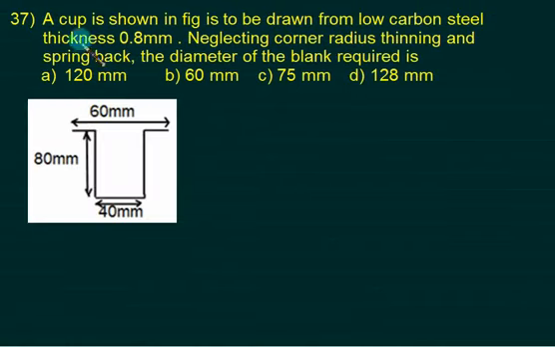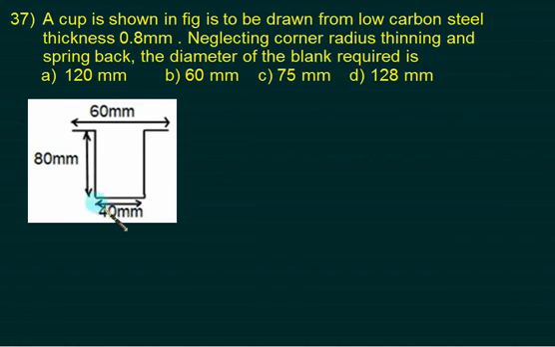In this one we have been given a cup. This cup has a flange here, one vertical surface and one bottom circular surface. All dimensions are given. Thickness is 0.8 mm. You want to calculate the blank diameter, neglecting corner radius, thinning and spring back.